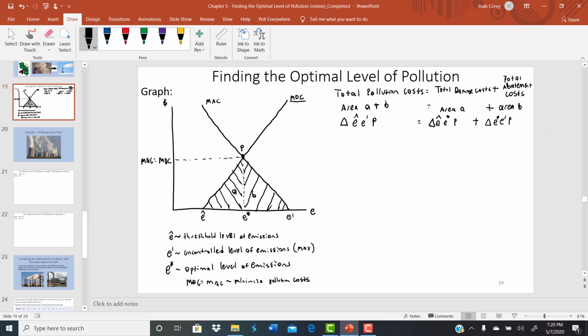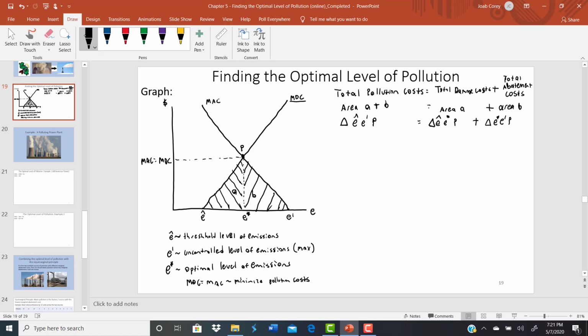All right, so again, that is what the optimal number of emissions is going to look like, and how to figure out the total pollution cost as the total damage cost plus the total abatement cost when we are at that optimal number of emissions. Now, why is that the optimal level of emissions or the optimal amount of pollution? What would happen if we were to operate at some point that wasn't E star? How would that affect these areas and this graph? So at the risk of potentially confusing you, let's go through some hypothetical examples of what it looks like if we are not at the optimal level of emissions.